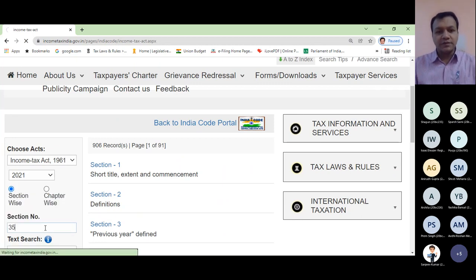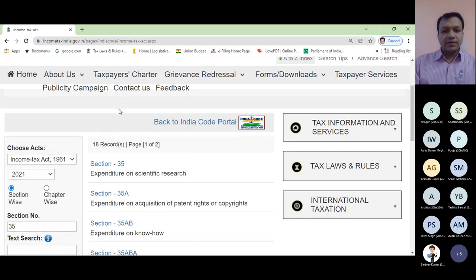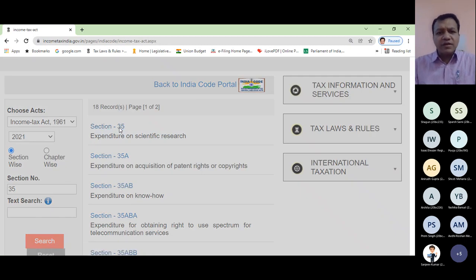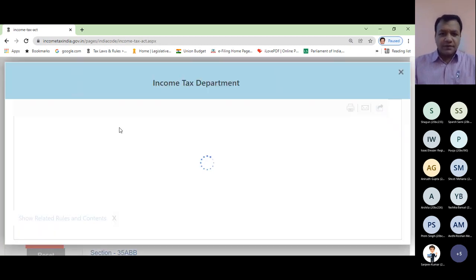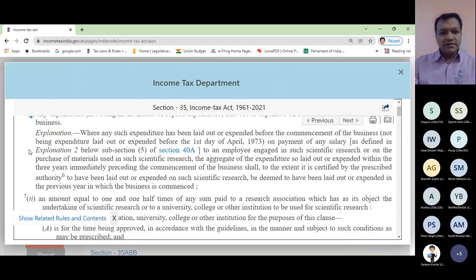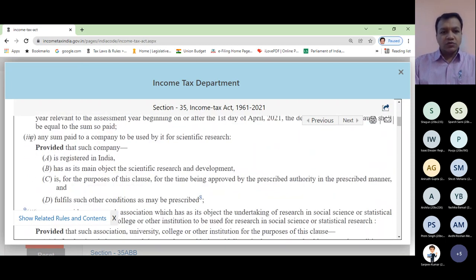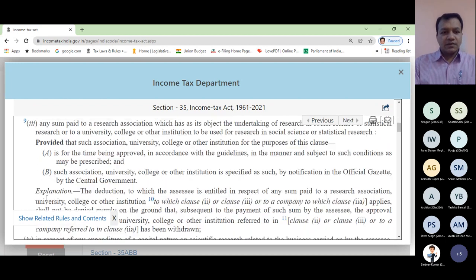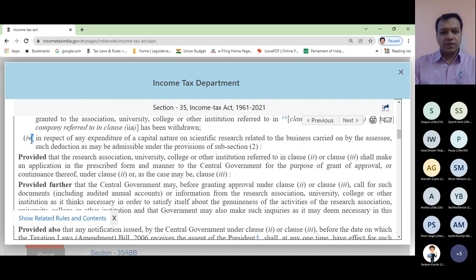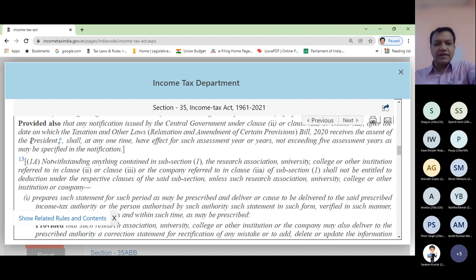Section 35. I hope the website is visible. This is my Section 35, and you can see the heading, Expenditure on Scientific Research. Click it. Now in this you will find so many clauses. Section 35 subsection 1, clause 1. It's a lengthy section, not a small section. Clause 2, clause 2A, clause 3, clause 4, and then different exceptions also. You can see it's a lengthy section.